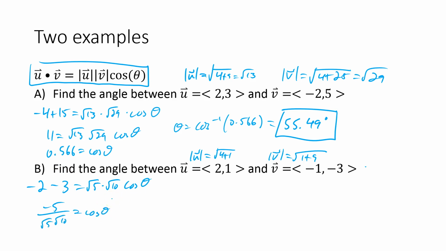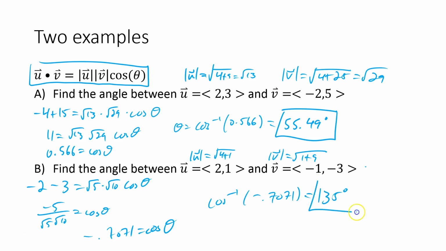Let's calculate that. So do negative 5 divided by root 5. And then take that and divide by root 10. And I get negative 0.7071 is cosine theta. So then we do cosine inverse of negative 0.7071. And we get 135 degrees exactly. Cool. So that's actually one of the nice unit circle values. So you might have recognized this as root 2 over 2. 135 degrees. Pretty neat.